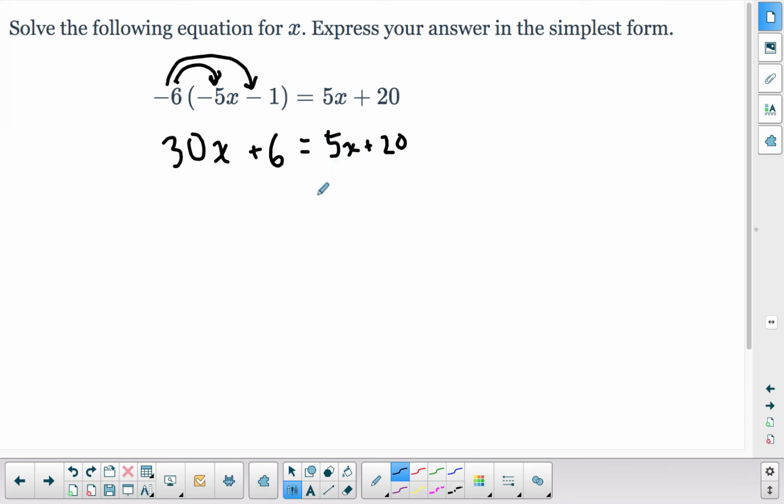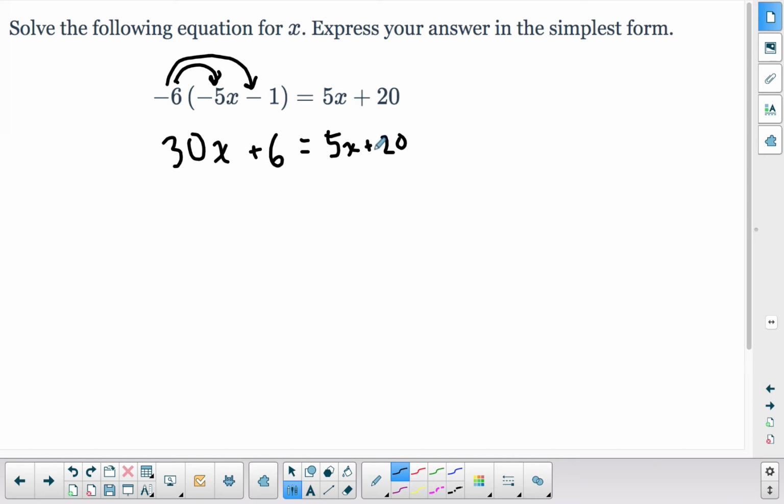So I want to put all my variable terms on one side. I want to put all my constant terms on one side. And it doesn't matter where I start. Like, I could start by subtracting 30x. I could start by subtracting 6. And the reason I'm subtracting is that these are both positive. Or I could start by subtracting 5x or subtracting 20. It really won't make a difference.